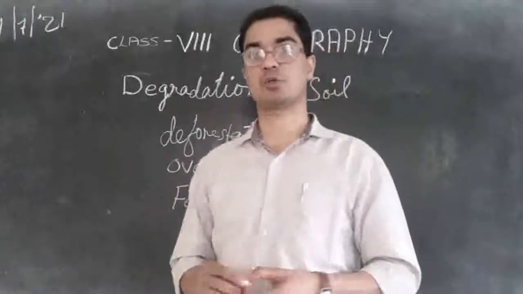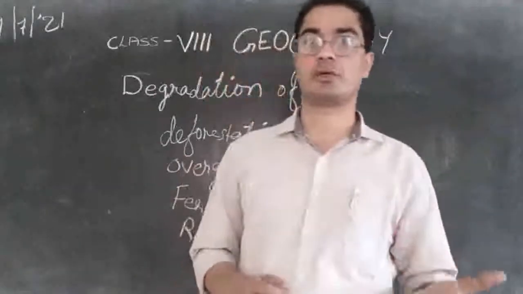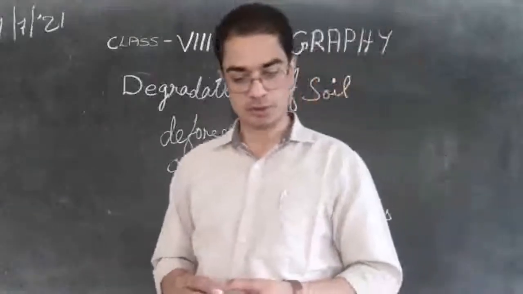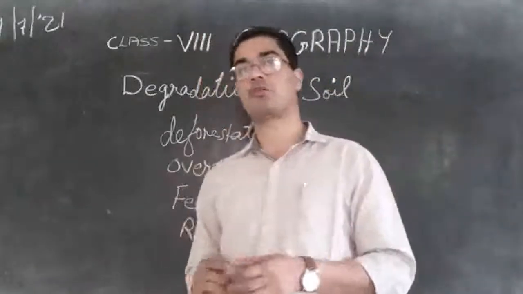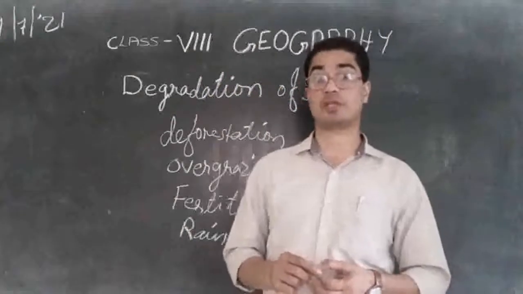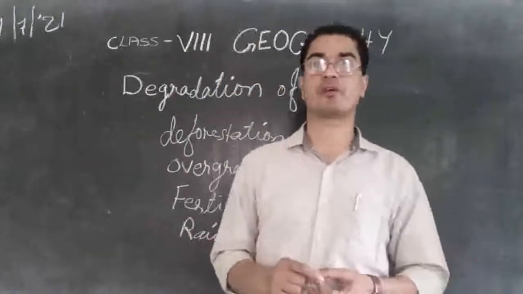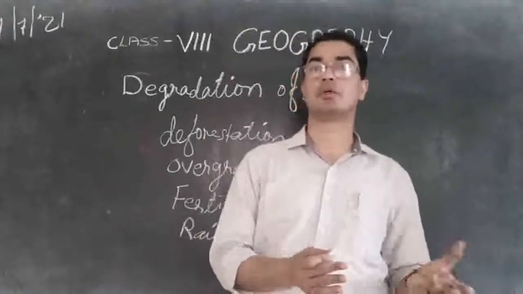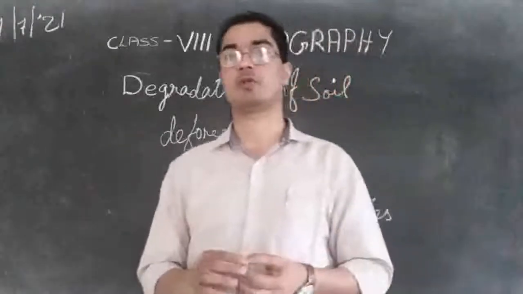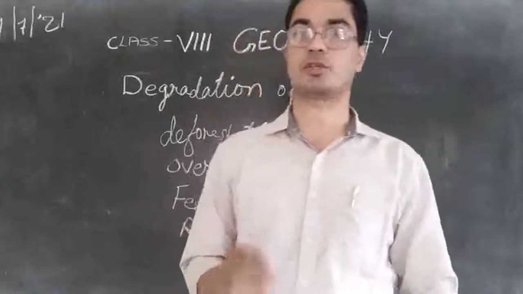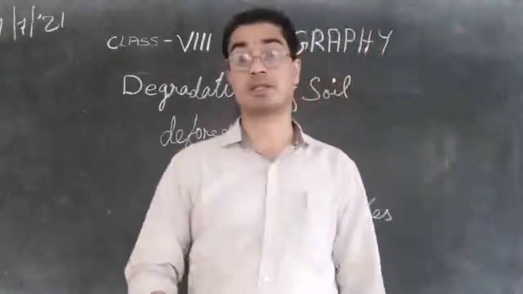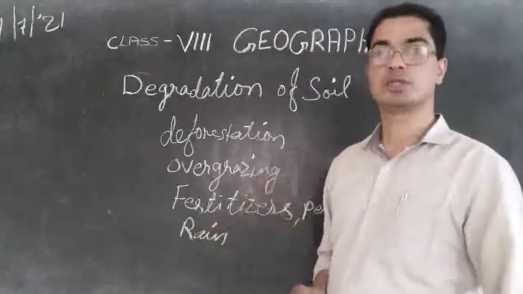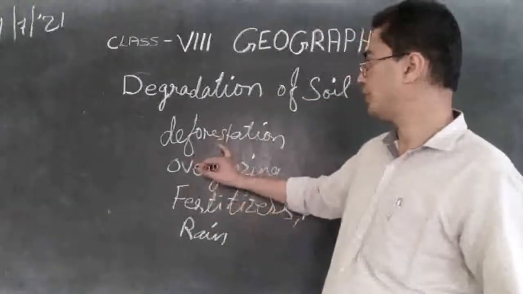So landslide also is a natural factor, a natural reason for the degradation of the soil. Another thing is flood. When there is a flood due to heavy rain, a lot of water comes up and they carry away a lot of soil, and the soil is destroyed. So these are the reasons or the factors responsible for the soil degradation.